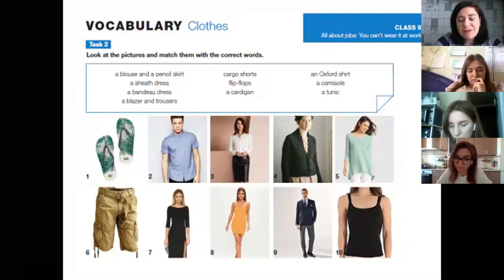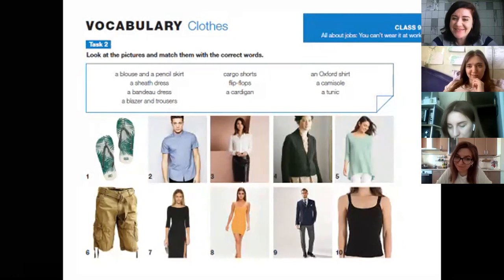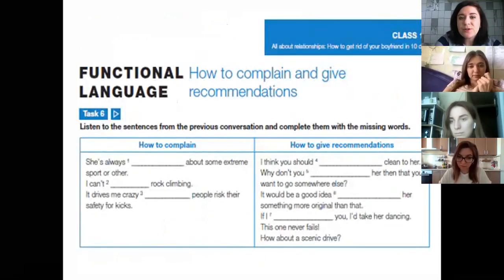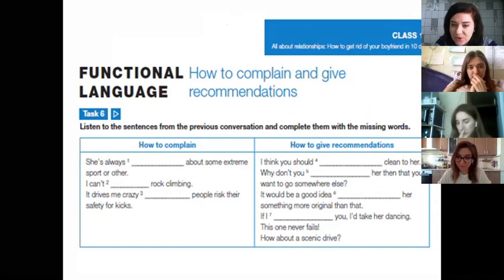And here the biggest problem for students was the pronunciation. Sheath dress and bandeau dress, I'm sure your students had their own interesting ways to pronounce that. So when the vocabulary can be demonstrated with the help of pictures, of course, it's always easier to make CCQs and to check students' understanding, because all the time you can just point to this or that picture. And the functional language, also pre-intermediate level, how to complain and how to give recommendations.